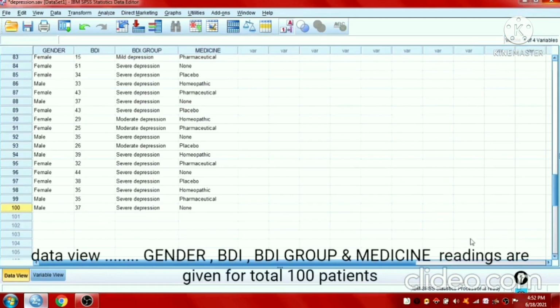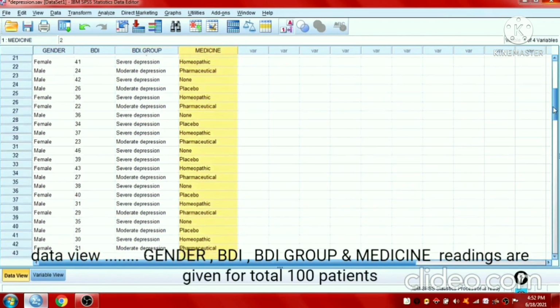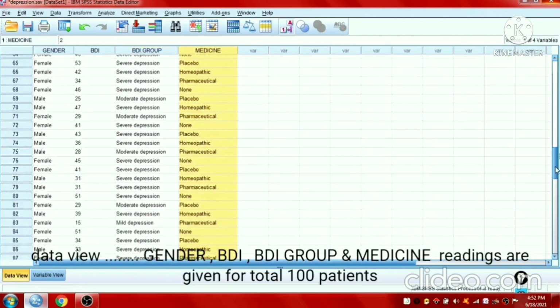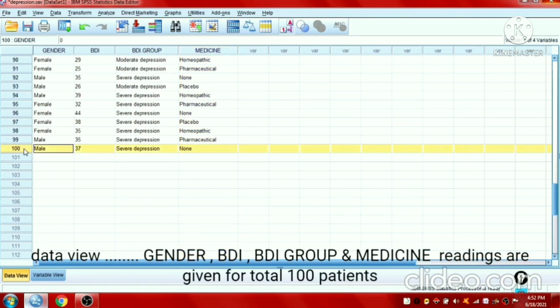Now data view. Xander, BDI group, medicines. Readings are given for a total of 100 patients.